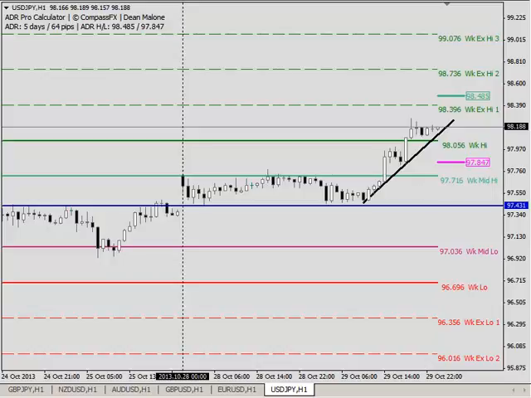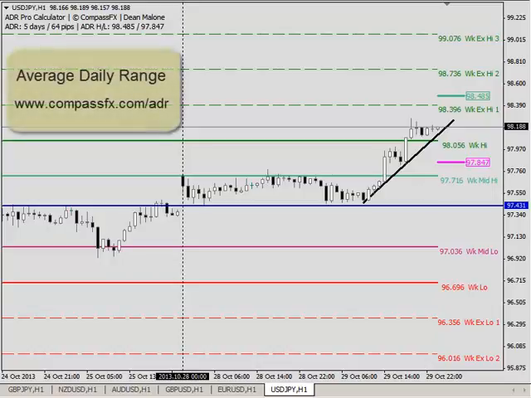I'm attempting to keep my trading simple, and I'm using the average daily range pro calculator's daily targets and weekly targets to do that. So simplify your trading as best you can, and don't get caught up in the chop that's going on in this range-bound market.